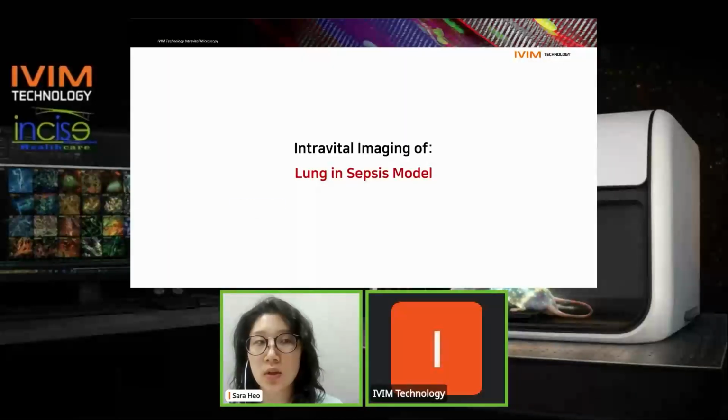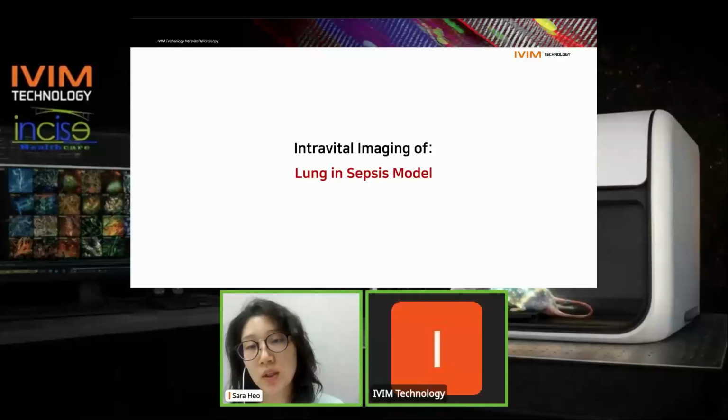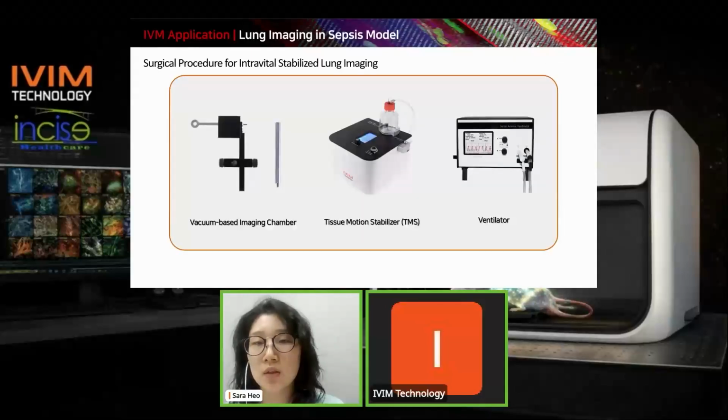Next, I'm going to show you the intravital imaging of lung in sepsis model. So before diving into the example, I will explain the components that are used for lung imaging and the surgery as well. So these are the components used in lung imaging. So these are the devices: the vacuum-based imaging chamber, the tissue motion stabilizer, and the ventilator.